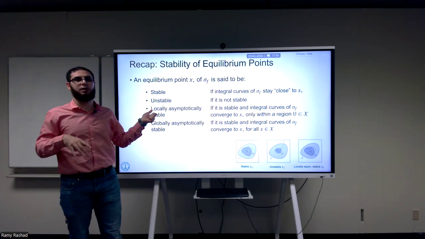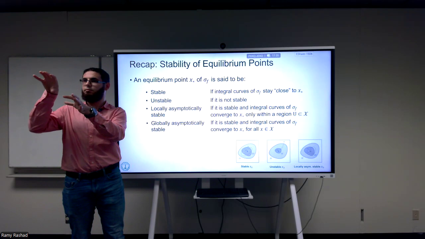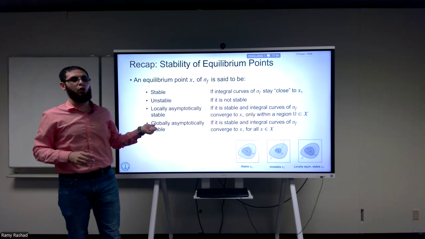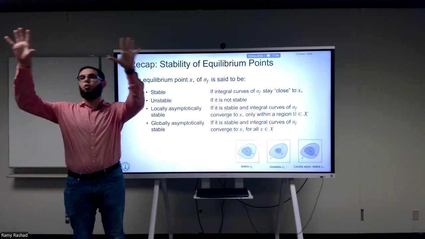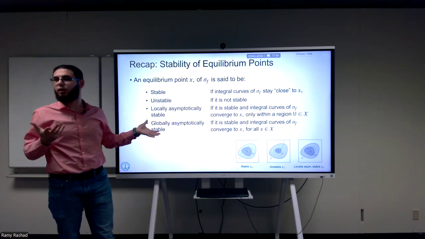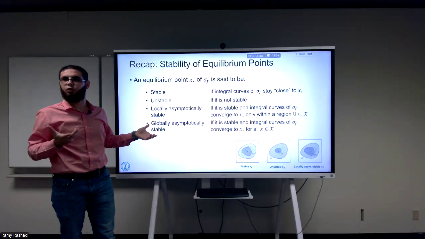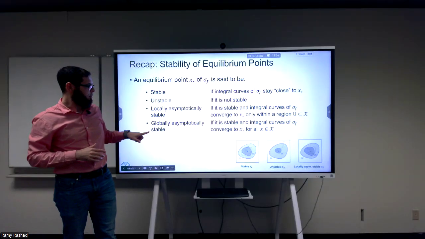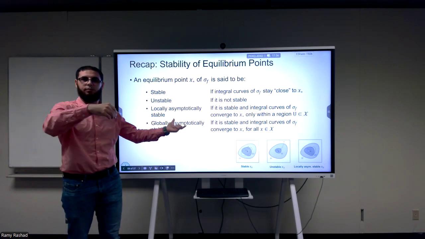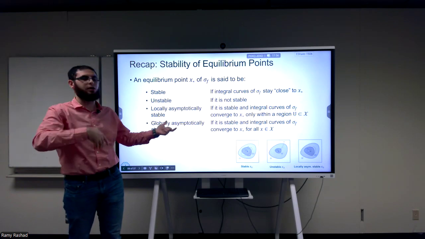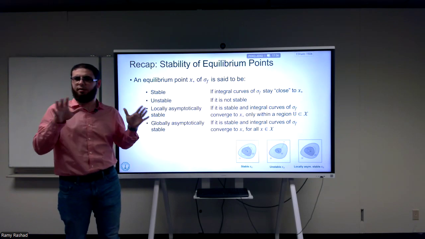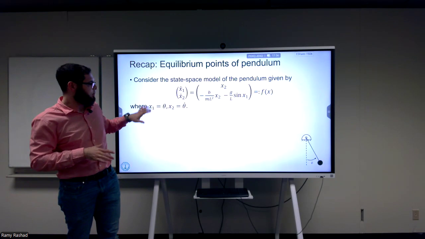If you're locally asymptotically stable, it means that there is some region such that if you start near this equilibrium point, eventually you will converge to that point. If you're globally asymptotically stable, this means that if you start anywhere in the state space, you're going to converge to this equilibrium point. So this is the strongest notion of stability that you can have. Of course, the asymptotic part depends on time going to infinity. There are stronger notions, for example, global exponential stability. I think this is the strongest one that you can have.